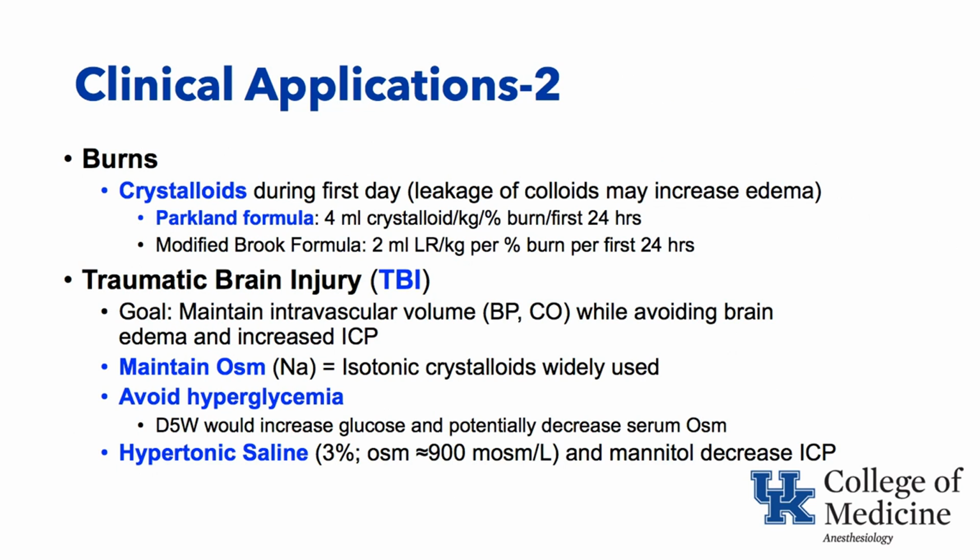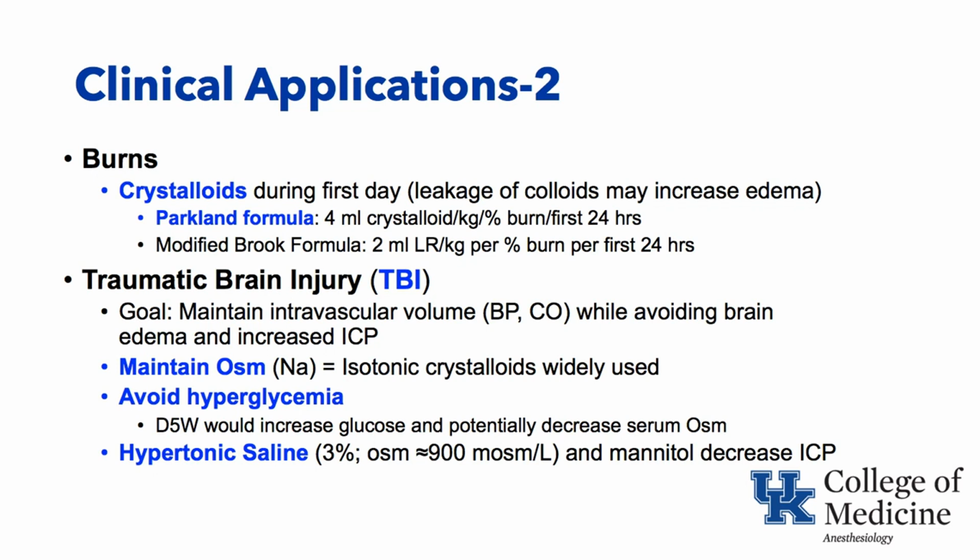Burns: crystalloids are usually used for resuscitation of burn patients because leakage of colloids can increase edema, especially in the first days after a burn. The Parkland formula is one of the classic formulas for burn resuscitation. Lots of crystalloids, 4 mL of crystalloid per kilogram per percent burn in the first 24 hours. And then there's the modified Brooke formula, which is 2 mL of lactated Ringer's per kilo per percent burn in the first 24 hours.